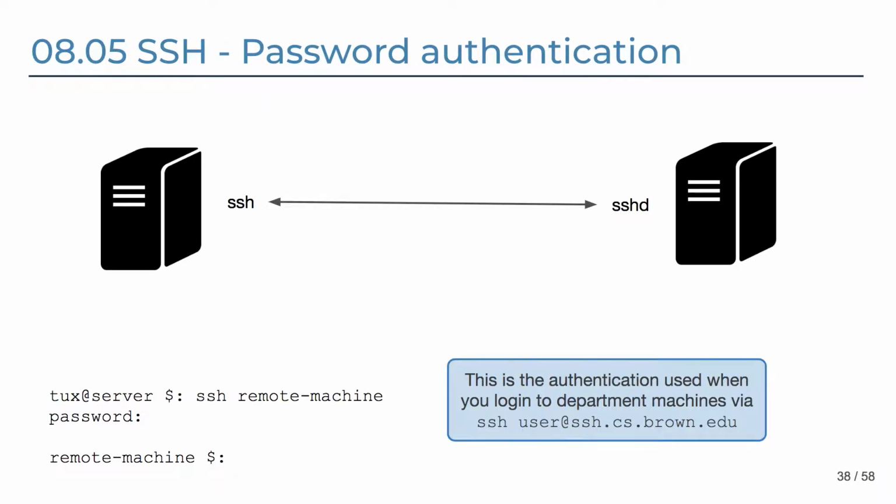So let's talk a little about the different authentication methods. The first one, as I mentioned, is password authentication. That's the one you use when you log into department machines. I also checked this morning: unfortunately, key pair authentication seems to be disabled at the moment for whatever reason. So you always have to use a password if you log into department machines.